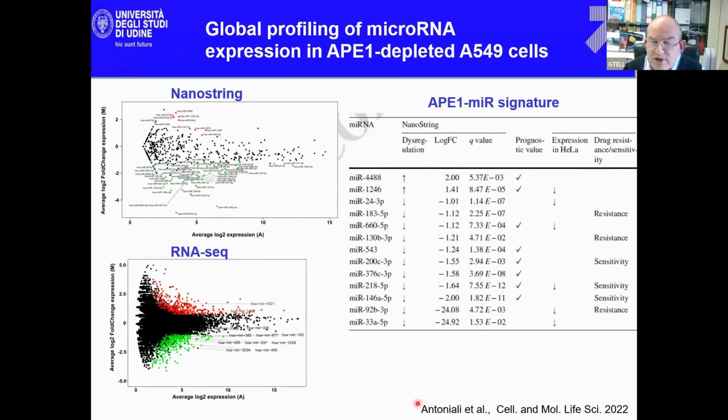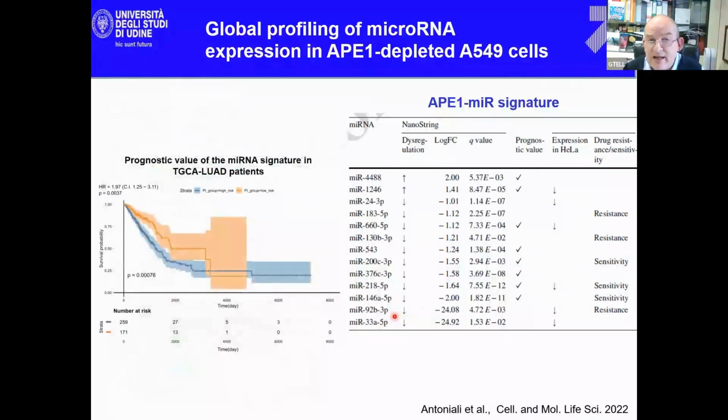More recently, we just published this paper a few months ago. We extended this observation in another model of cancer development, which is non-small cell lung cancer. And by using A549 cells, which are a good model for studying this, and using NanoString and RNA-seq analysis in APE1-depleted cells, we identified a signature of 12 microRNAs which are significantly affected by APE1 expression.